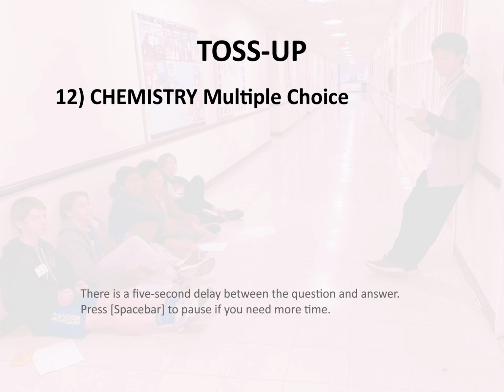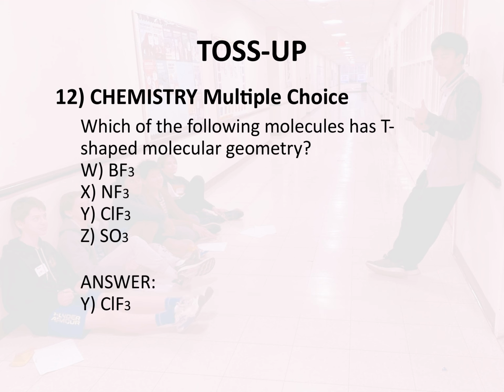Toss-up 12. Chemistry. Multiple choice. Which of the following molecules has T-shaped molecular geometry? W. BF3. 10. NF3. Y. ClF3. Z. SO3. Answer. Y. ClF3.